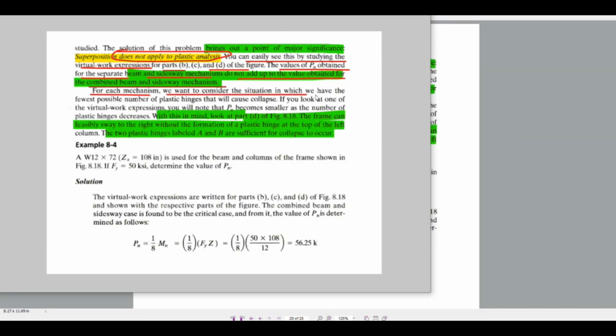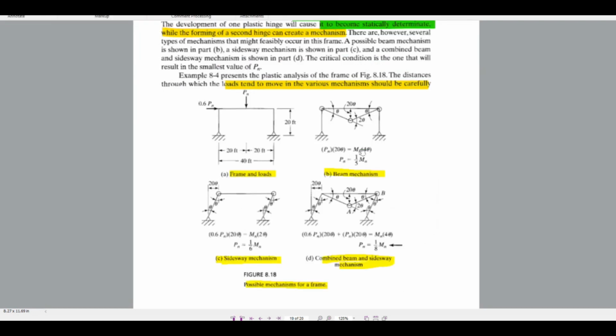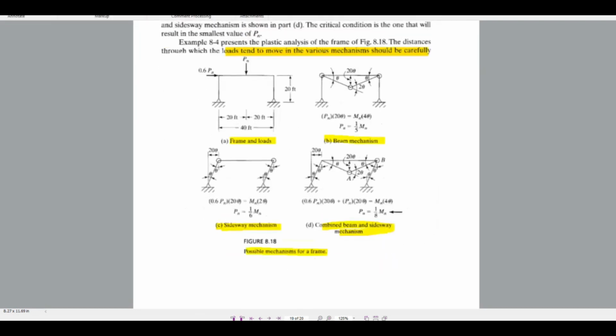For each mechanism, we want to consider a situation in which there is the fewest possible number of plastic hinges that will cause collapse. If you look at one of the virtual work expressions, you will note that Pn becomes smaller as the number of plastic hinges decreases. With this in mind, look at part D. The frame can feasibly be swayed to the right without formation of the plastic hinge at the top of the left column. Two plastic hinges labeled A and B are sufficient for the collapse to occur. And this is the one we have to see here.